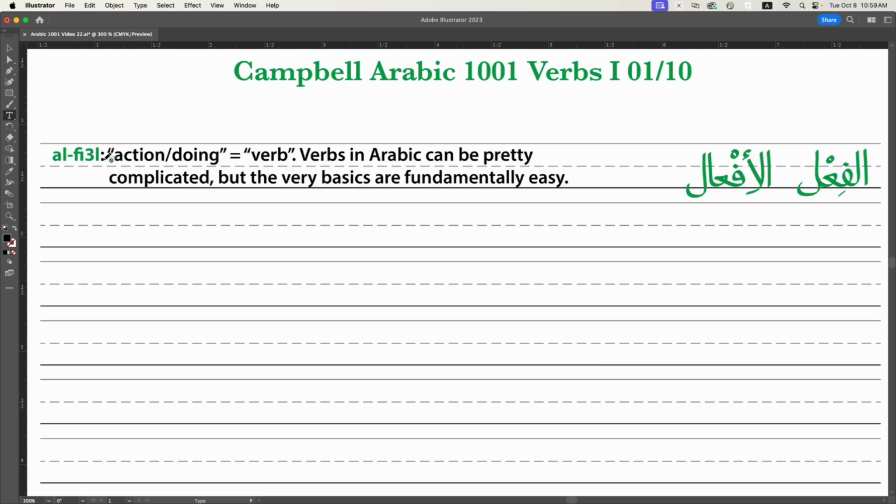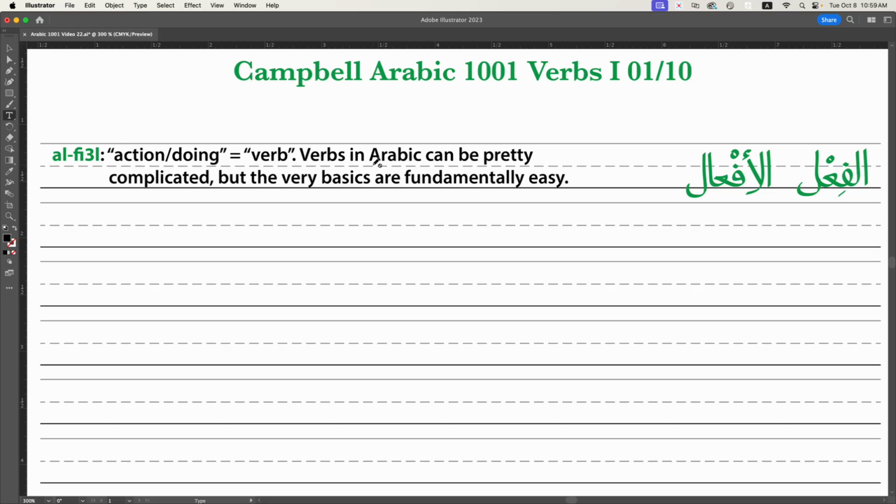So let's start with the word al-fi'l. Al-fi'l literally means action or doing and is our word for verb. The plural is al-af'al, which is a very common plural pattern for nouns. So this can mean actions or it can mean verbs. Verb, it's what you do.